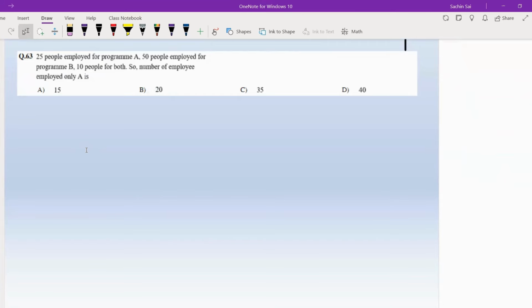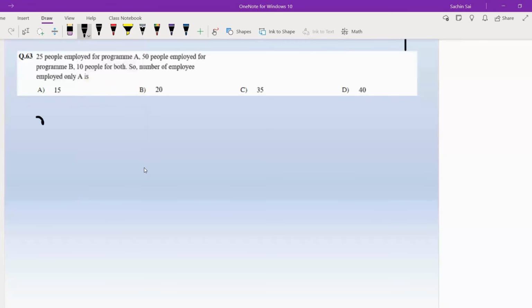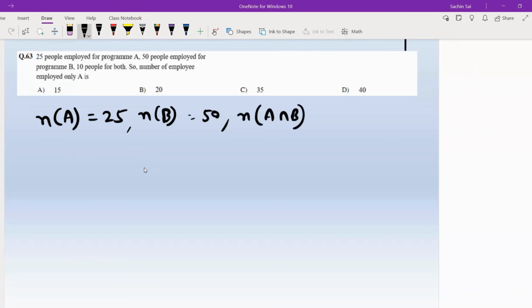Question 63. 25 people employed for program A, 50 employed for B, 10 for both. So this is a question from set theory. So let us say number of people employed in program A is n of A, this is 25, n of B is 50, and number of people employed in both. How do we represent that in set theory? We have A intersection B, this is 10.